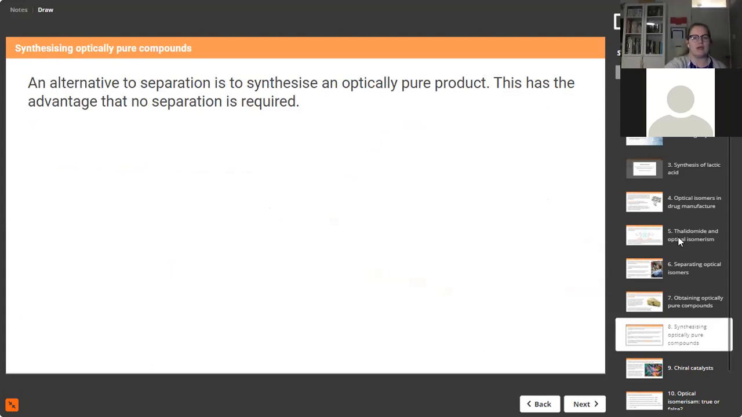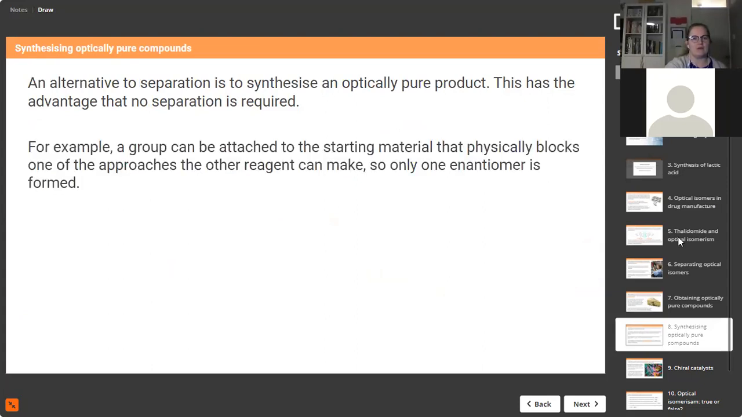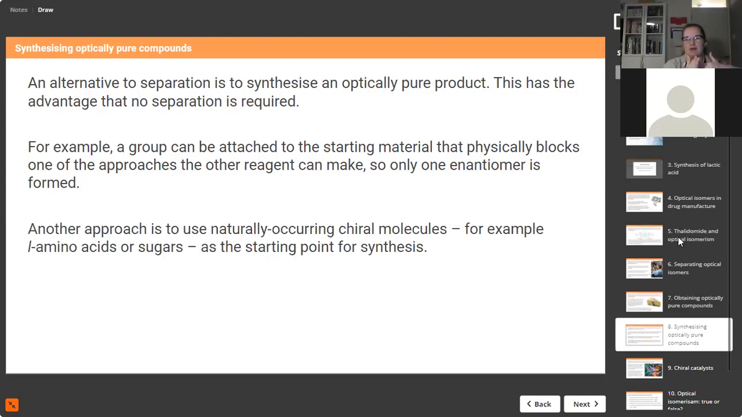An alternative way, rather than making a racemic mixture and separating it, is to just synthesize only the optically pure product we want. That's better because we don't have to mess about doing separation. So for example, we could attach a group to the starting material, and that group could physically block one of the approaches the other reagent can make. So we can only make one enantiomer.